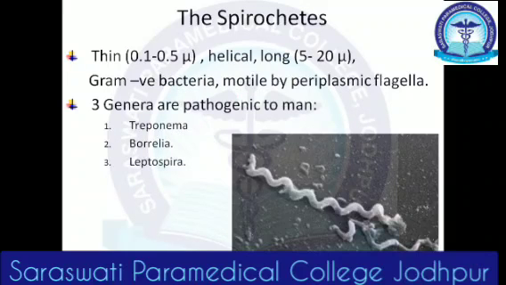Now let's first talk about the general feature of a spirochete. Now as we can see in this picture, the spirochetes are really thin. They are helical in nature. So this is the characteristic shape of a spirochete.